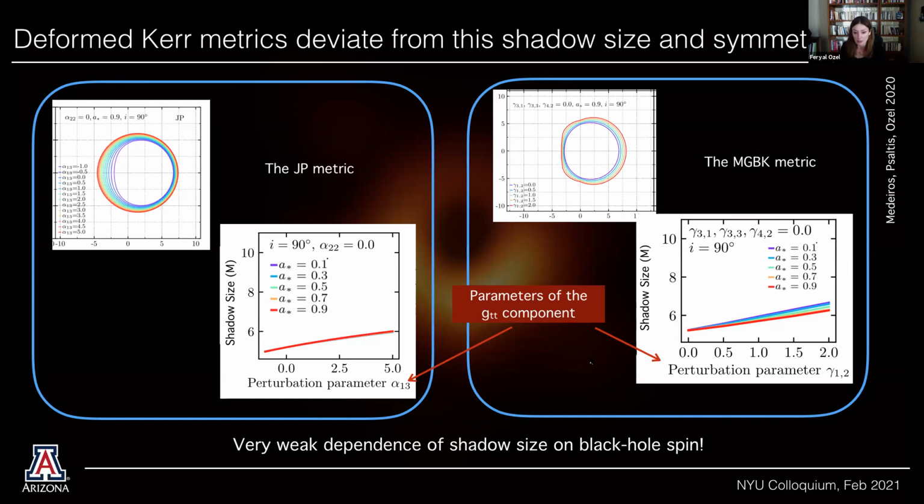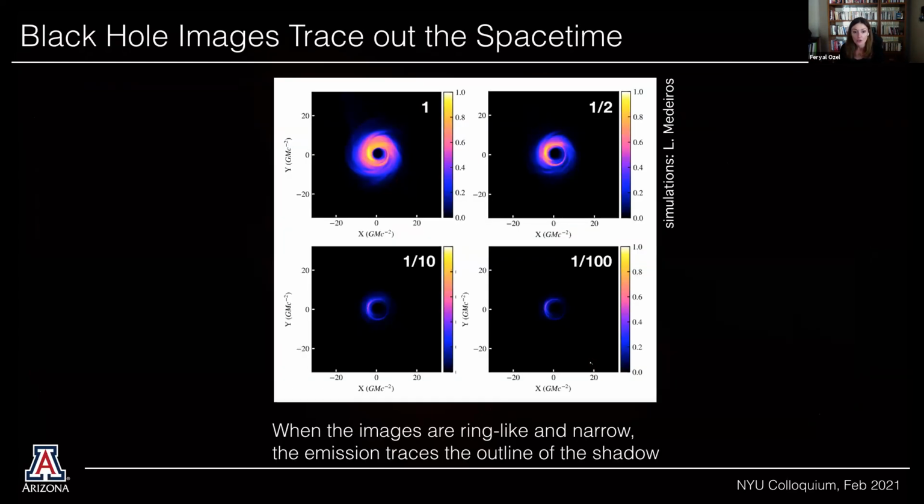One last thing that we noticed, this is from our recent PRL paper, the parameters that affect the shadow size are primarily in the time-time component of the metric, which allows us to do good comparisons with other tests that measure only the time-time component. So with all of that, the claim that I'm going to make, and I will try to support in a few minutes, is that black hole images trace out the space-time.